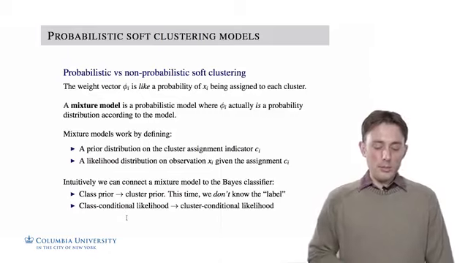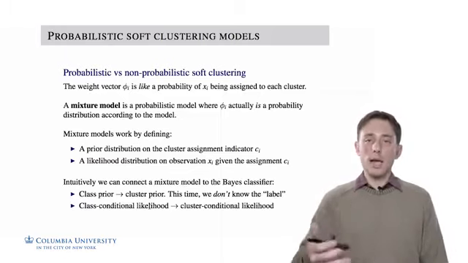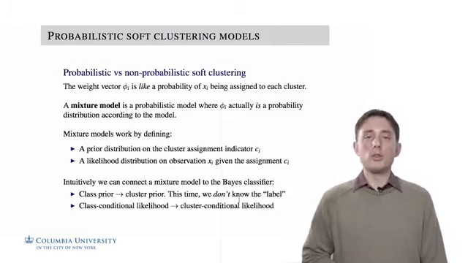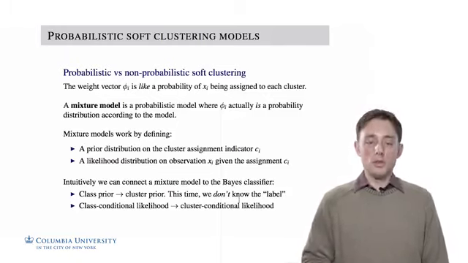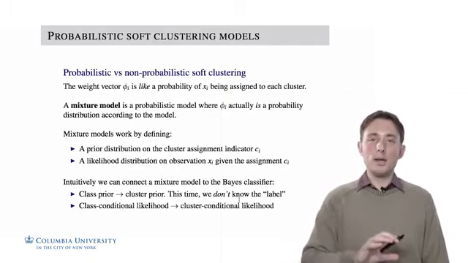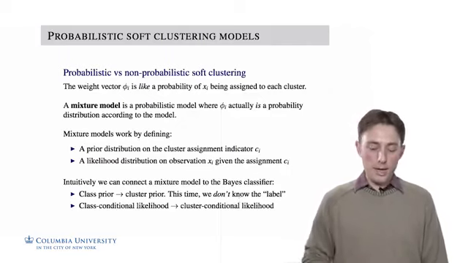And similarly with the Bayes classifier, we had the class conditional distributions. So given what class it comes from, we have a specific class distribution on the data. Now we have cluster conditional distributions. So conditioned on a data point coming from a particular cluster, we have a specific distribution on that data point for it coming from that cluster.